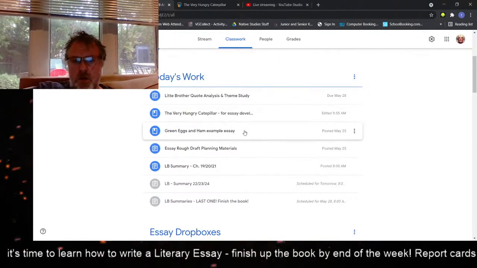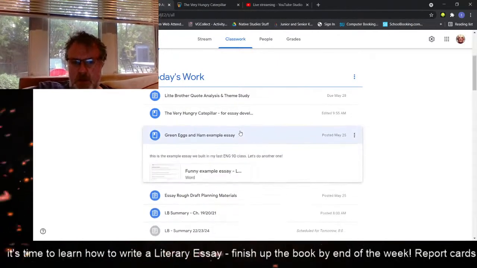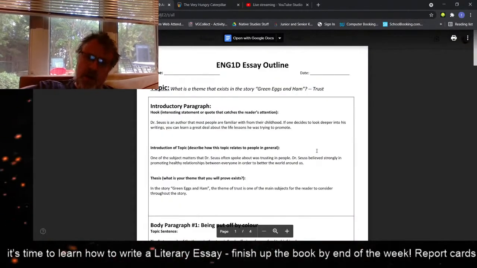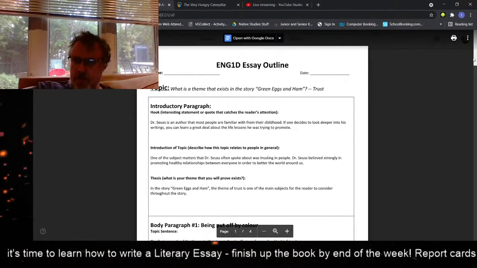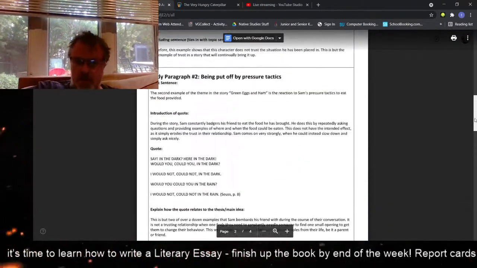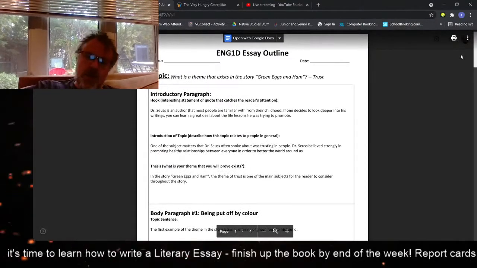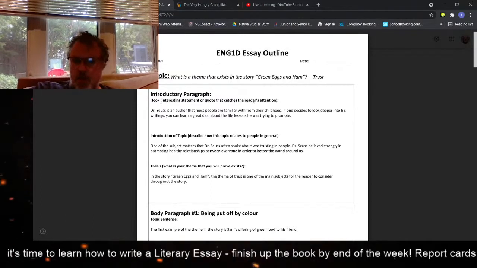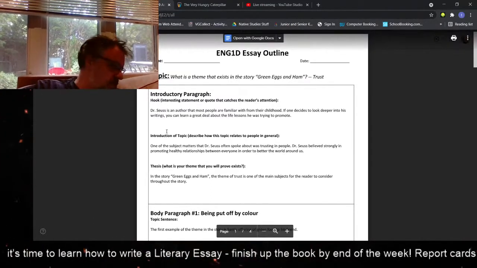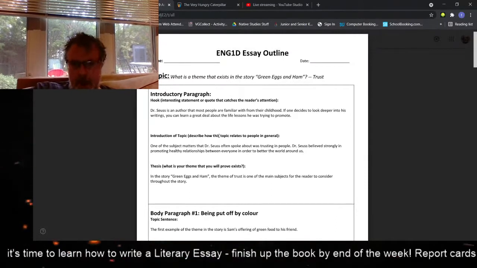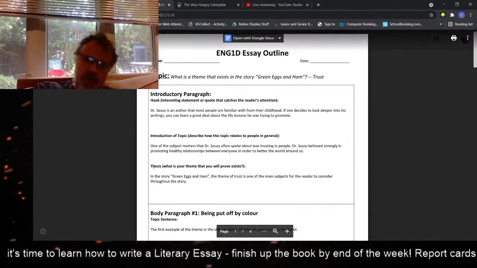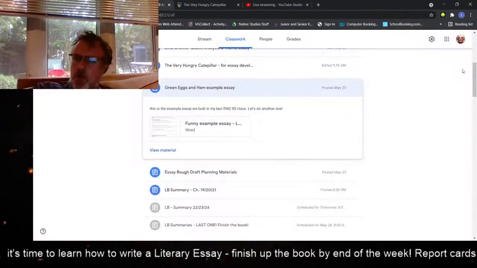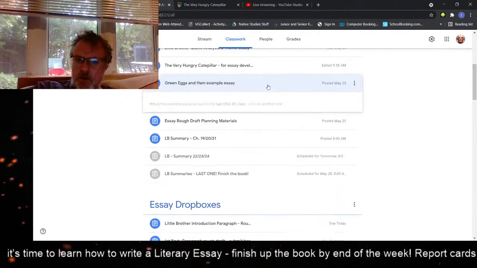Okay, so the Green Eggs and Ham example essay, this is what I was talking about, where we were filling in this chart based on an introductory paragraph, body paragraphs, and so on, structure with all of these prompts, right? So we have a hook, an interesting statement or quote that catches the reader's attention. We have introduction of topic, describe how this topic relates to people in general, and then a thesis. What is your theme that you will prove exists? Okay, so we're going to write that for Very Hungry Caterpillar.